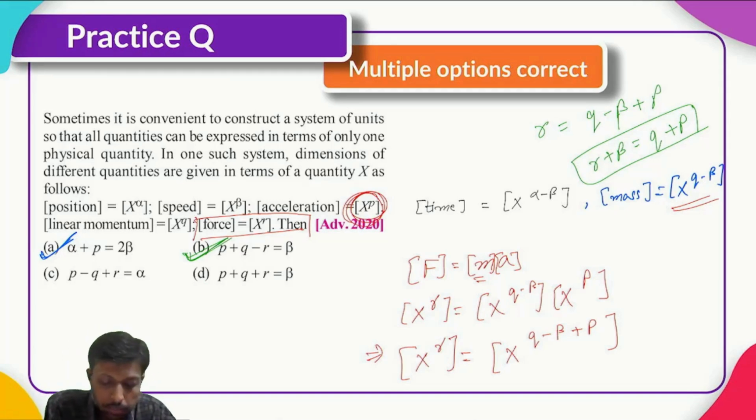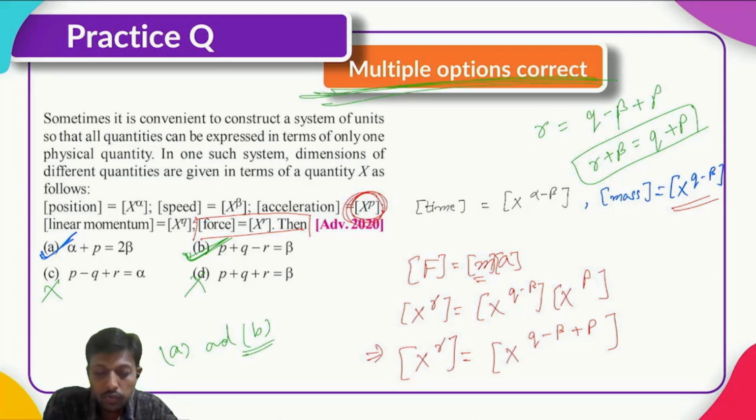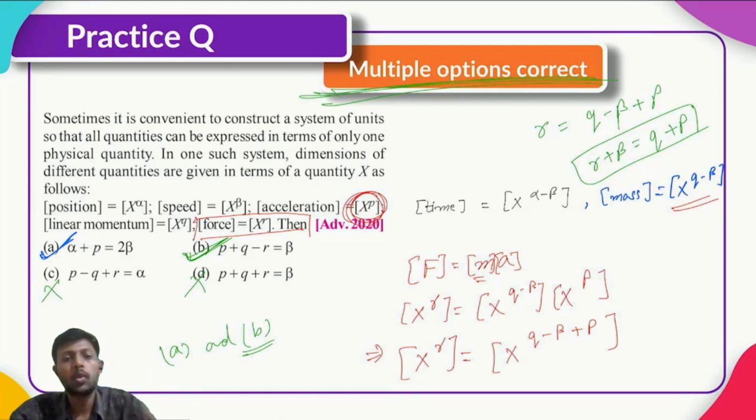And what are the other options saying? P minus q plus r equals alpha, p plus... No, this is not correct. This is not correct. A and B, both these options are correct, since this is a question from the JEE Advanced paper of 2020, and there are multiple options correct. These are the two options that are correct. Okay. I hope you can do such kind of problems now.